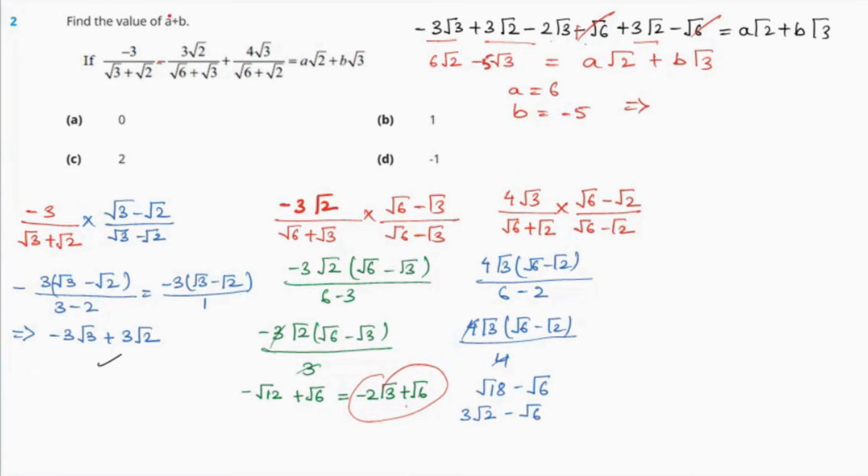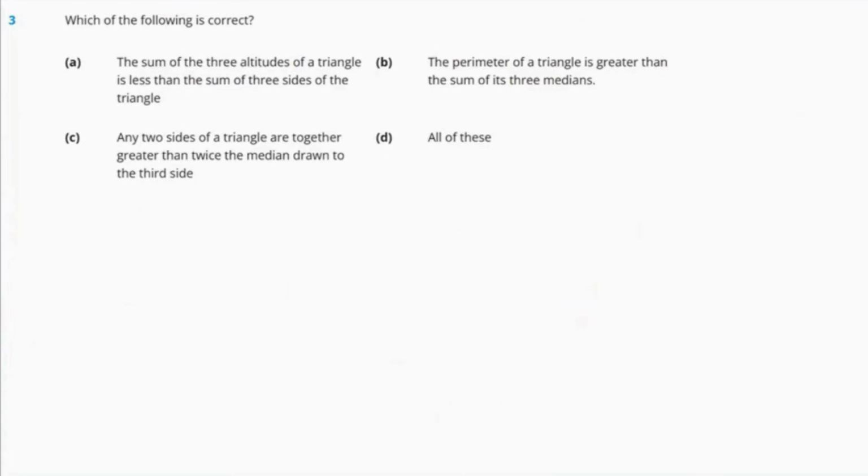Okay, the question is asking about the value of A plus B, so that gives us 6 minus 5, which is 1. So 1 needs to be the correct answer for this. Now the next one. The next one is asking which of the following is correct.